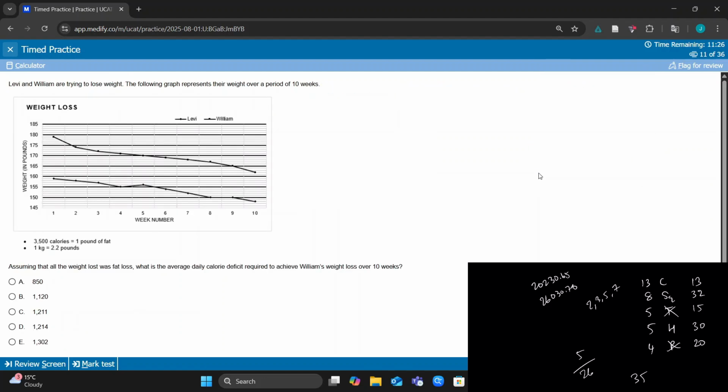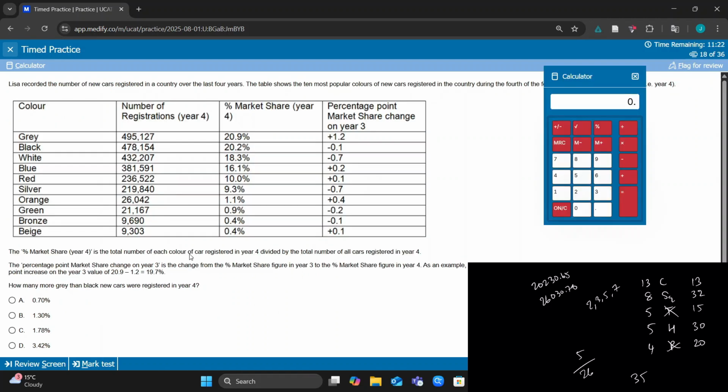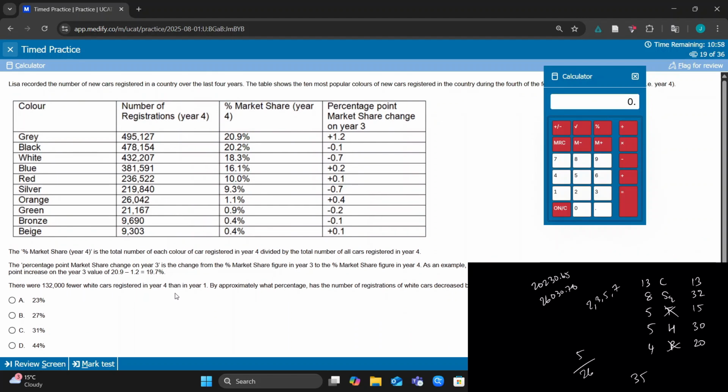Is there any others I can do? Okay. How many more grey than new black cars registered in year 4? Grey than black, so 495.127 minus 478.154, divided by 478.154. 3.55%. There were 1,000 registered in year 4 than year 1.